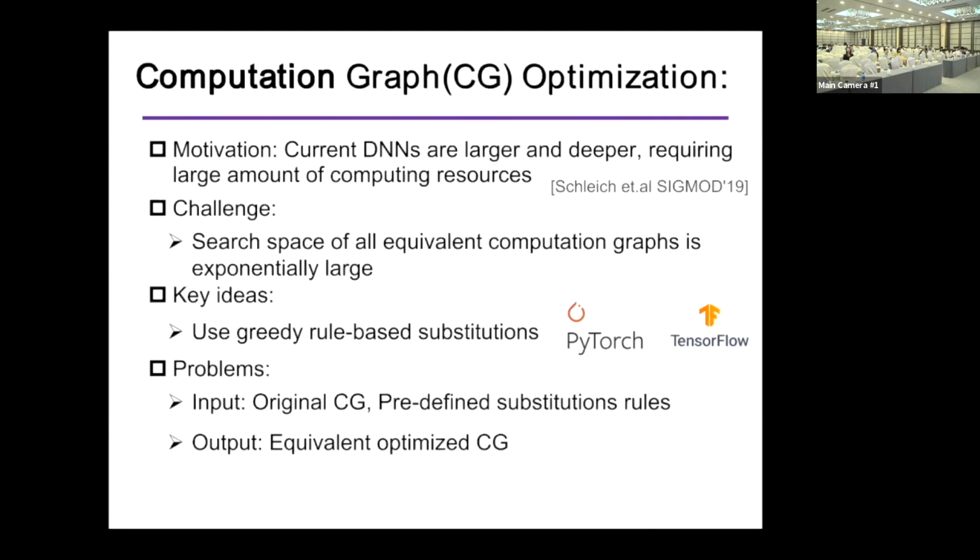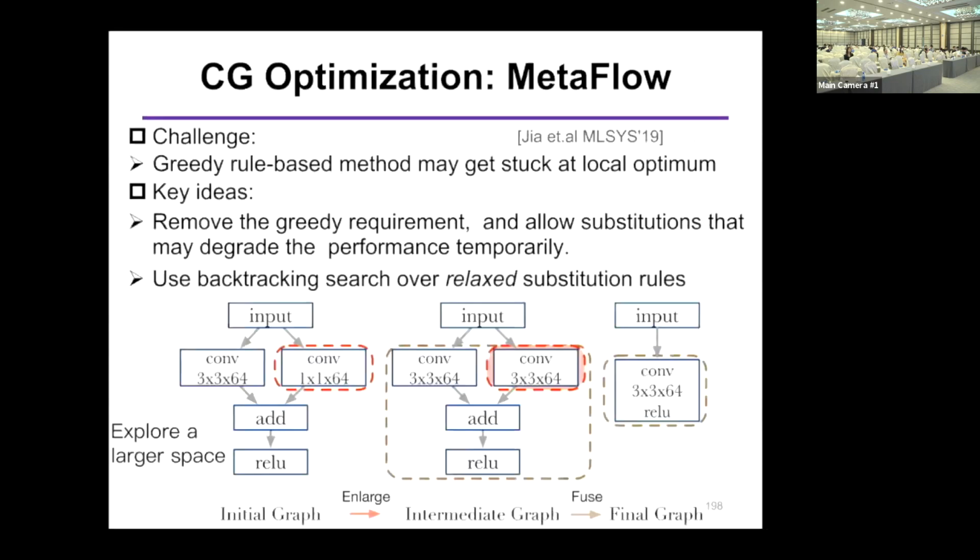Existing deep learning systems solve this problem using a rule-based method that continuously improves the efficiency, but they may get stuck in local optima. To solve the problem, MetaFlow is proposed to establish a cost model to efficiently estimate the time usage of the computing network, considering statistics like FLOPs, memory usage, number of kernel launches, and so on. Unlike PyTorch, MetaFlow considers the rules with increasing cost in the intermediate computation graph to seek more optimization opportunities.